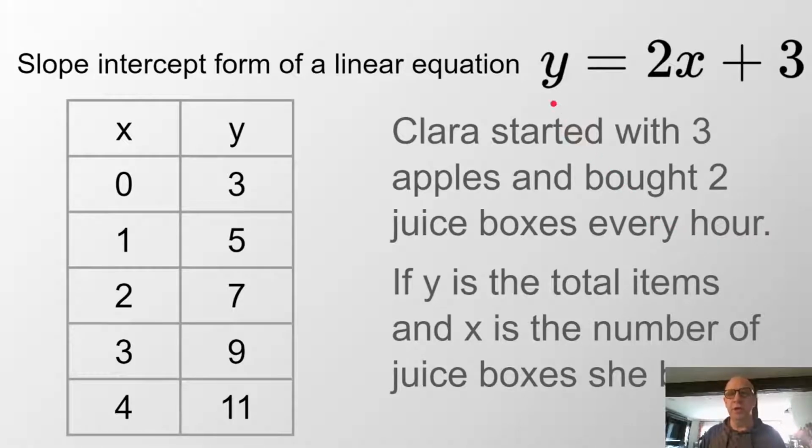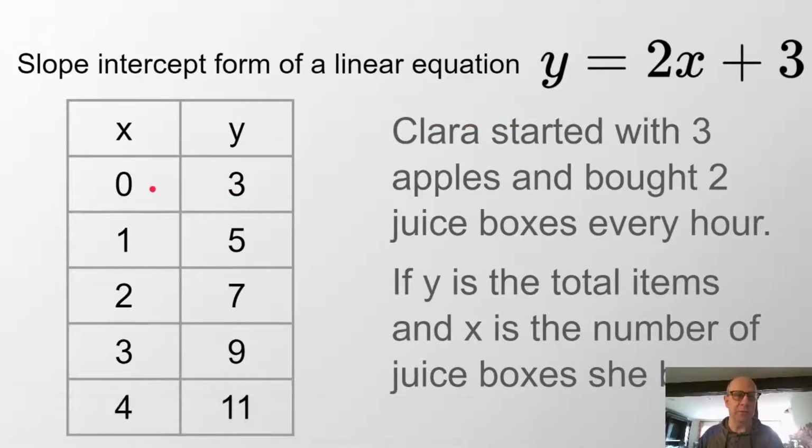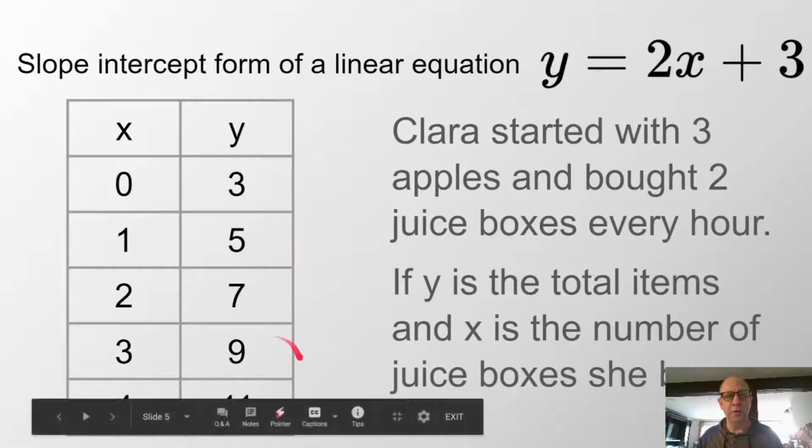The equation is y equals 2x plus 3. Slope is 2, intercept is 3. The table, here's our intercept again, 0 and 3. So x is 0, y is 3. And then if you notice, it's always going up by 2 here. So it's always going up by the slope.